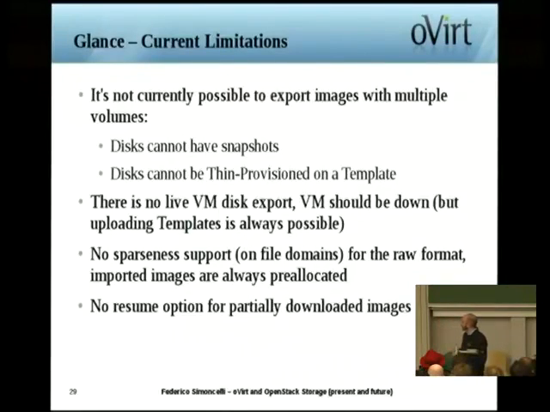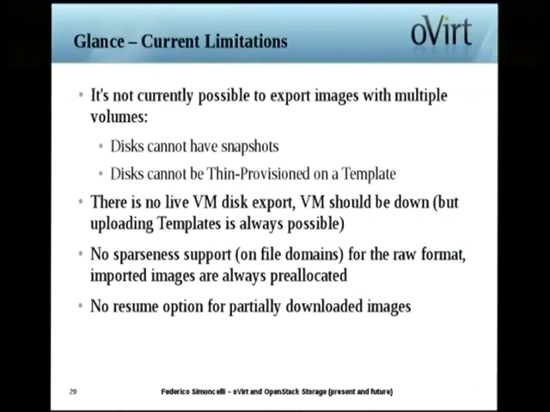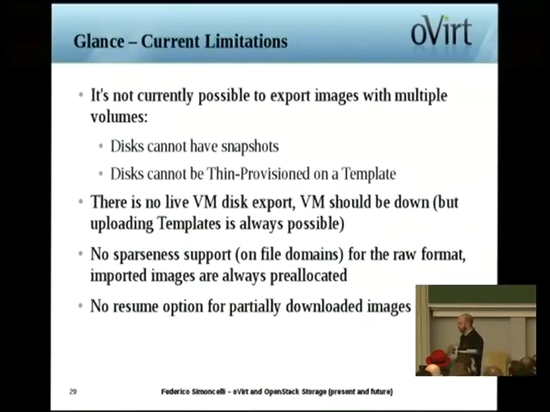There is no live VM disk export. Obviously, the VM should be down. But uploading templates is always possible. There's no sparseness support on file domains for raw format. The images are always pre-allocated. This means that we are not punching holes in series of zeros at the moment, so we download them. Obviously, compression would help in this case. And we cannot resume partial download of the image.